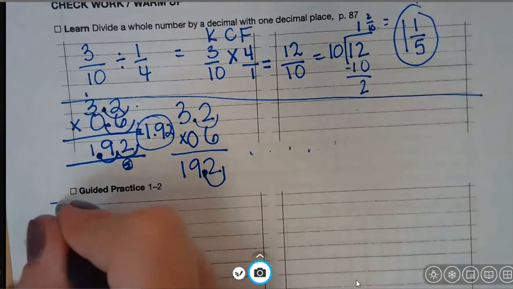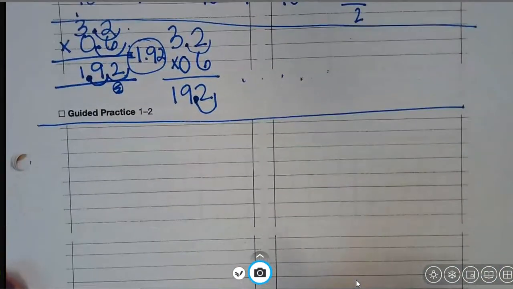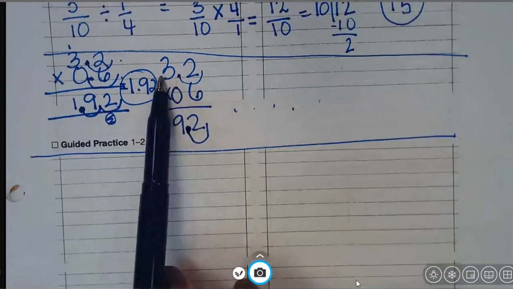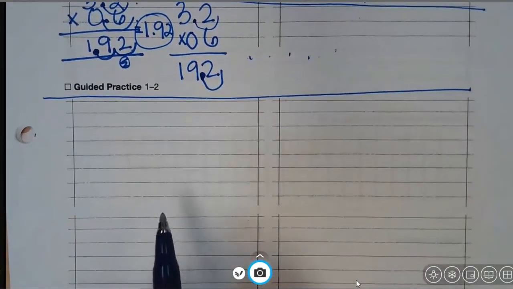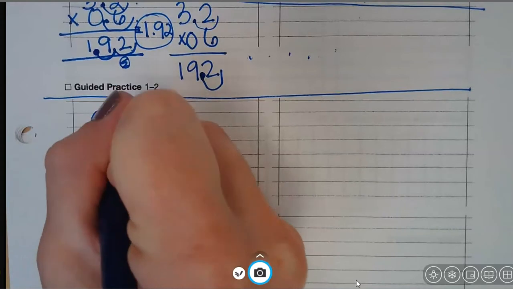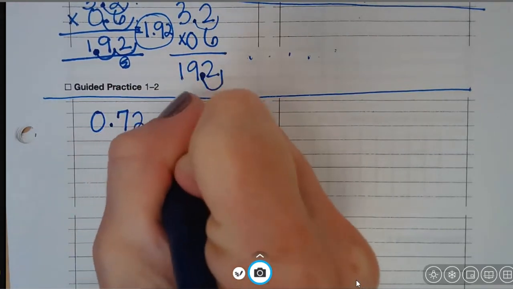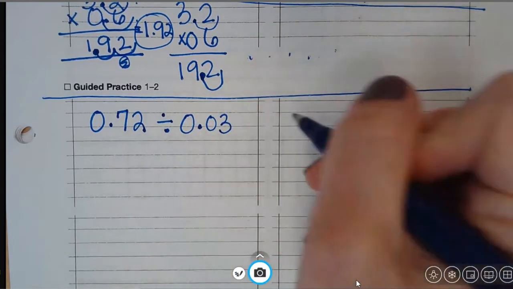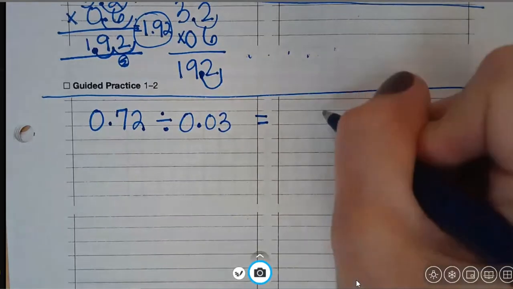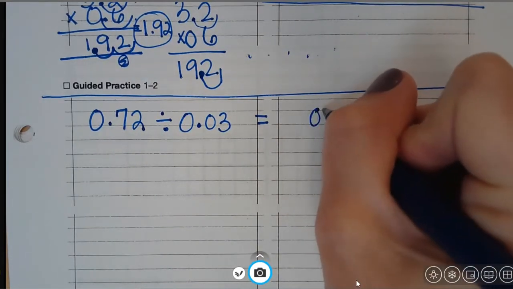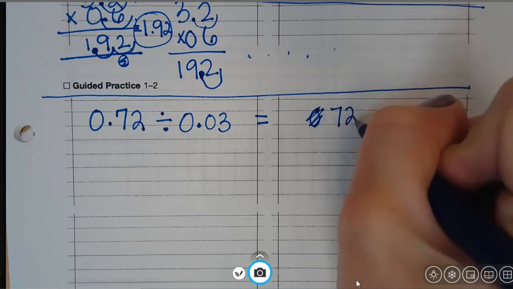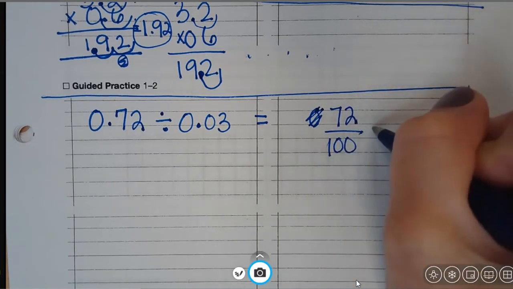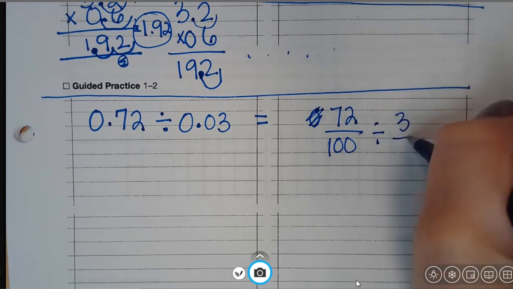So now we're going to move on to actually dividing decimals. Okay, very similar. We're going to use place value to help us on this. So you can think of ratios or equivalent fractions to help you. So if I had 72/100ths divided by 3/100ths, I could write that, remember, as a fraction, 72/100ths divided by 3/100ths.